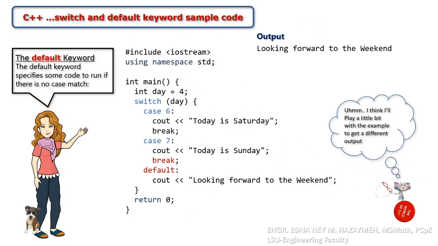C++ switch and default keyword. The default keyword specifies some code to run if there is no case match. Examine the sample code carefully, and look at the switch case statement. The default keyword is executed if none of the switch conditions match.